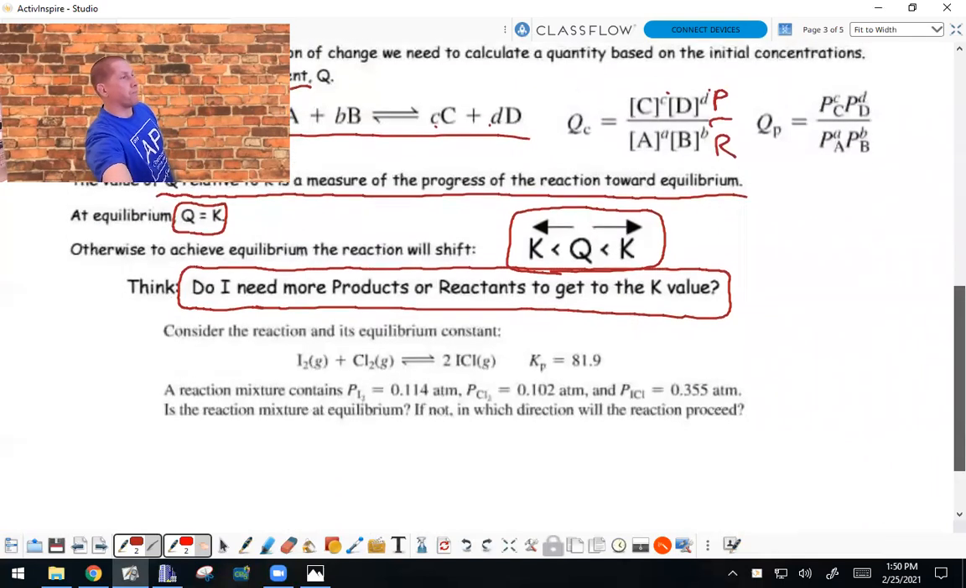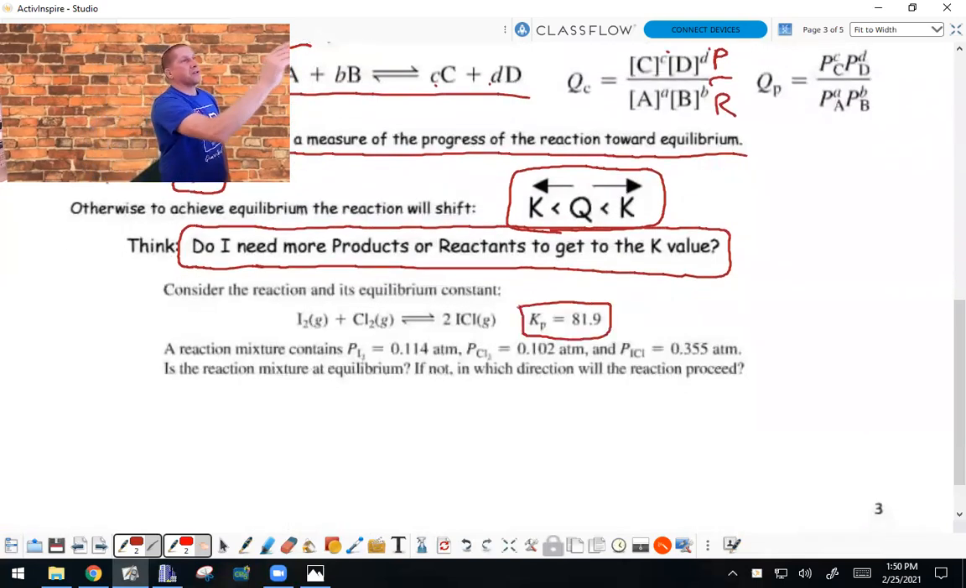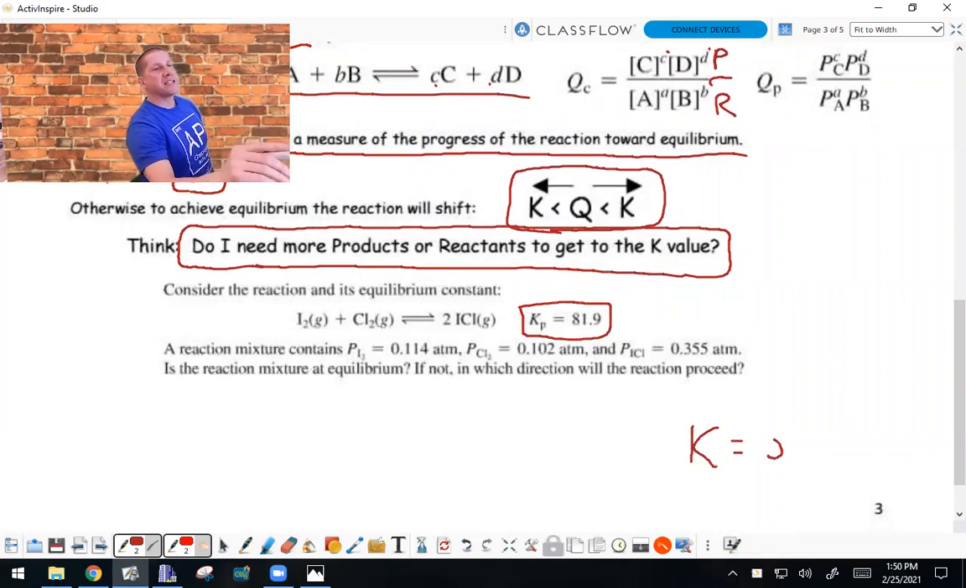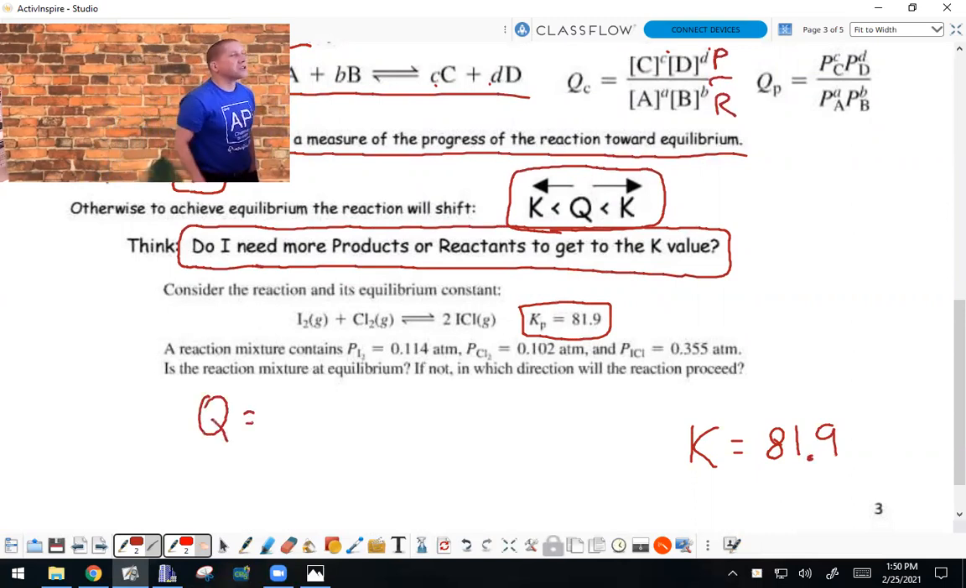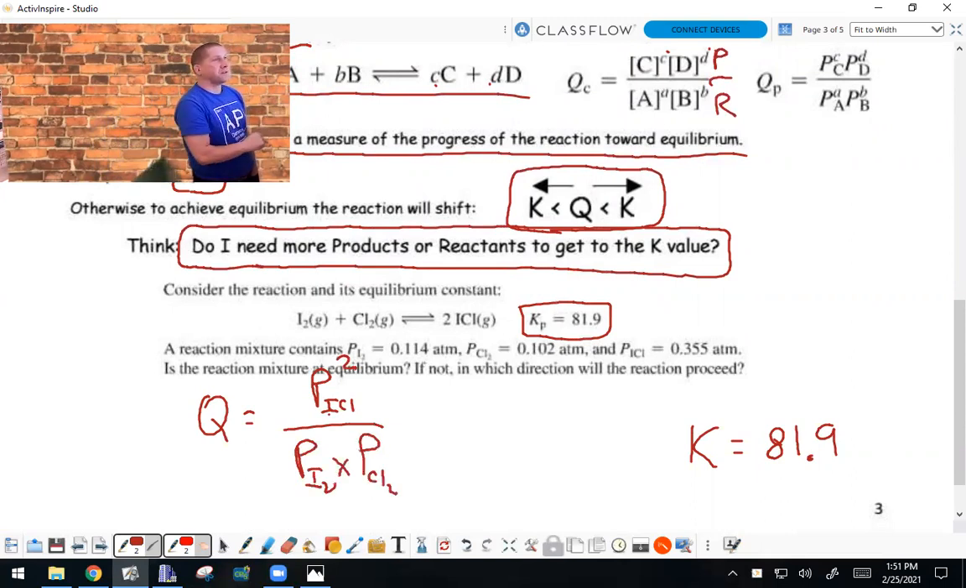And let's try it. All right, so right away we're given the K value. So that's what we're comparing to. If this thing is at equilibrium, the K value is going to be 81.9, or the Q value. So what we're going to do is find the initial. This time we have pressures. So it's the partial pressure of ICl2 squared over the partial pressure of I2 times the pressure of Cl2. So we have a reaction mixture. We don't know if it's at equilibrium or not, but the question says, is it at equilibrium? All right, we'll find the Q.